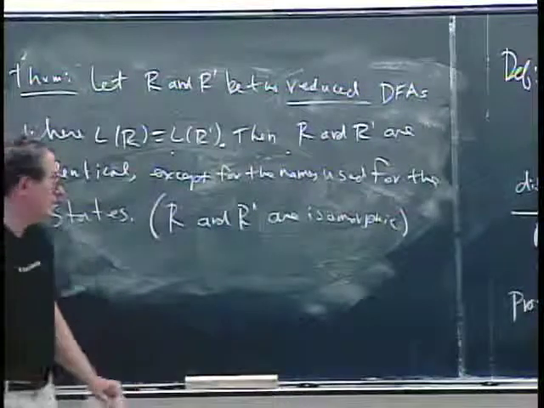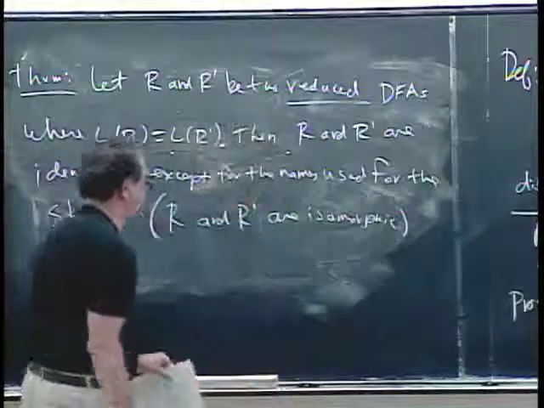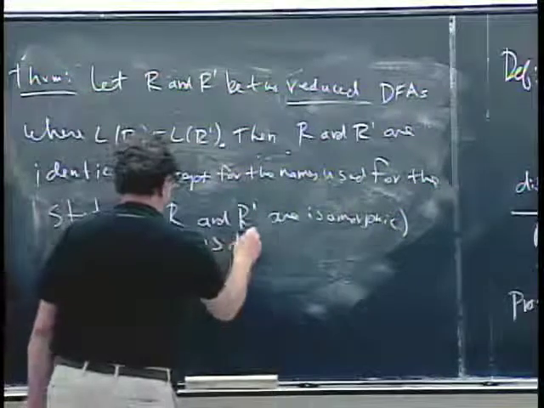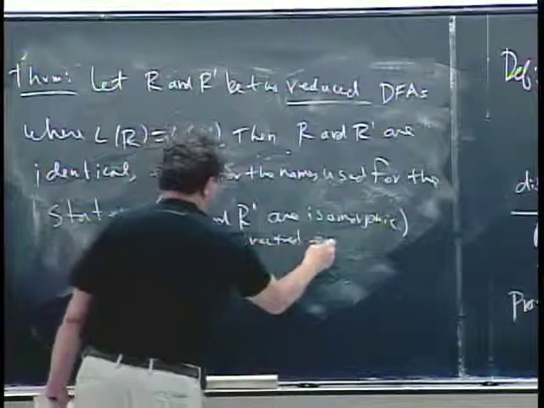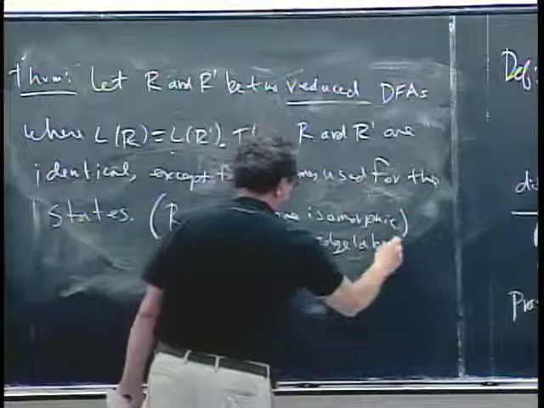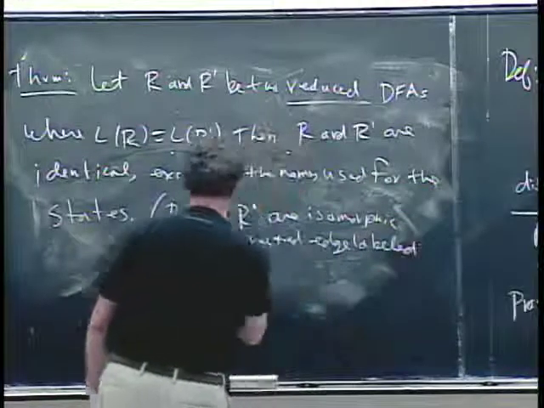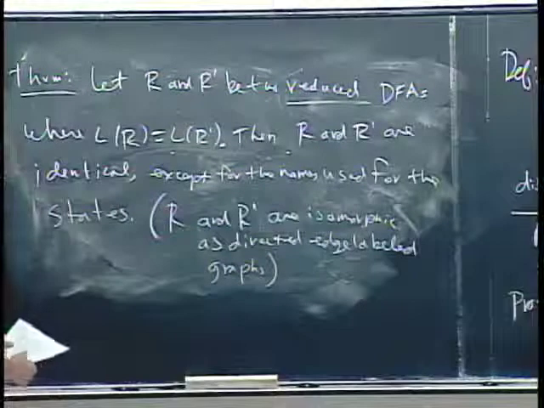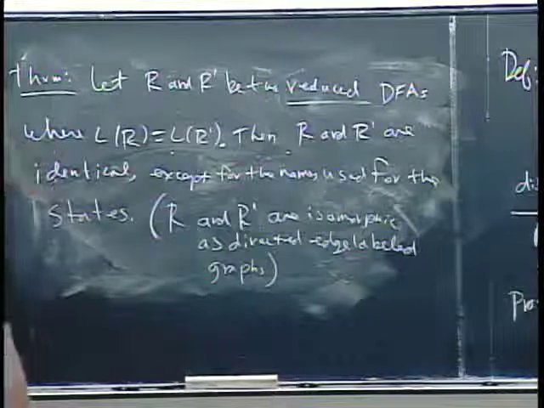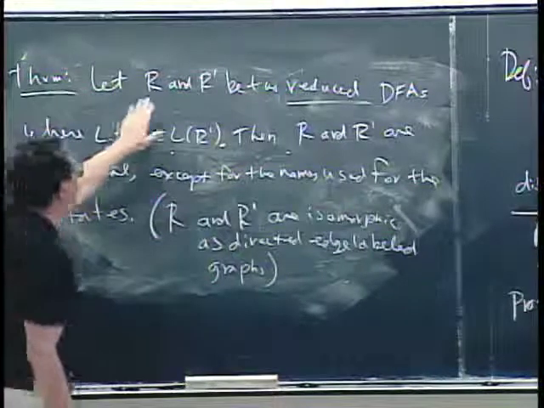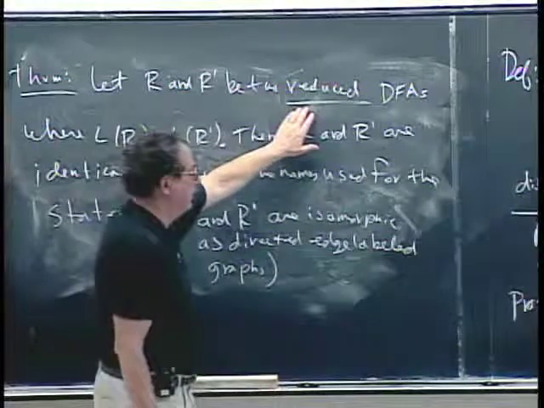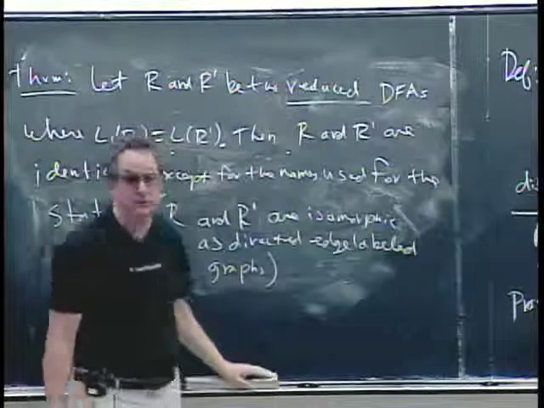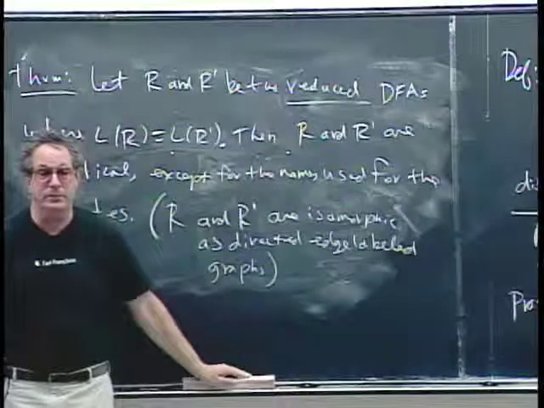But you'll see this a little bit more precisely. They are isomorphic as directed edge labeled graphs. Okay, well that's the theorem we're going to prove, and this will imply this over here. Because reduced, remember what reduced is? Reduced is that that DFA has no pair of states that can be merged. It has no pair of states that are indistinguishable.